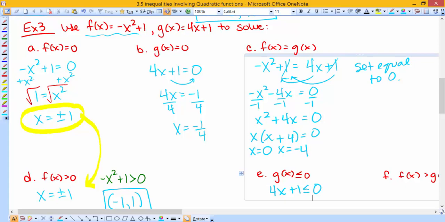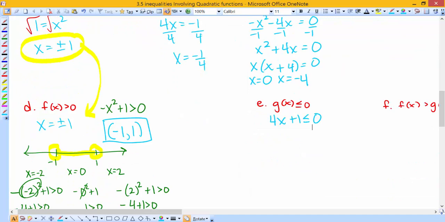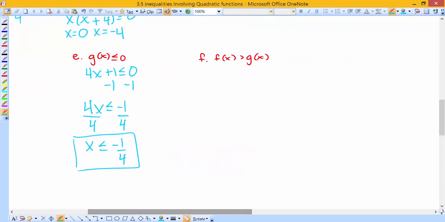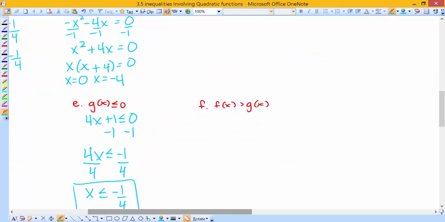Now this one is actually a lot easier because it's linear, so there's no second guessing here. I subtract 1. 4x is less than or equal to negative 1. Divide by 4. I've already gone through all of this, so it shouldn't be too difficult. x is less than or equal to negative 1/4. So that one was finished. It did not need a sign line because there's only one solution. It's when you have that x squared that you have to create this line for determining what your solution is.